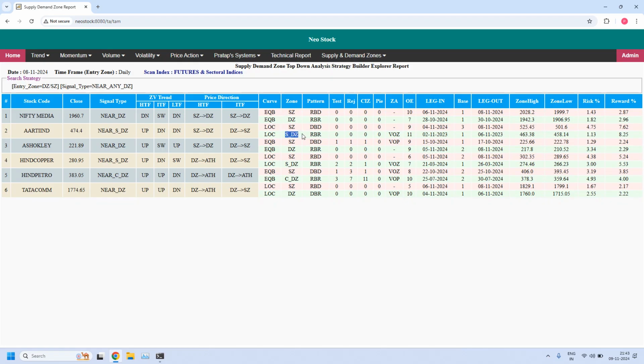RT Industries is having a high liquidity daily demand zone. Hindustan Copper is having a high liquidity daily demand zone. And Hindustan Petroleum is having a high liquidity daily demand zone. So we identified 3 high liquidity daily demand zones from this list.